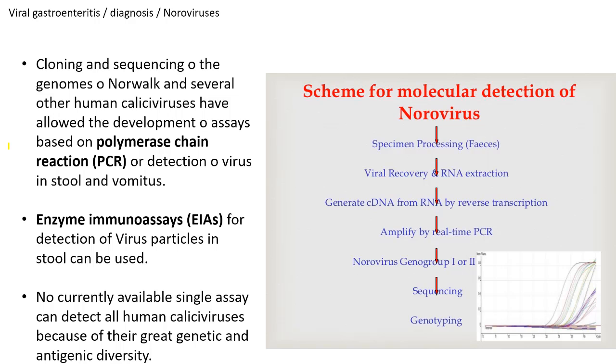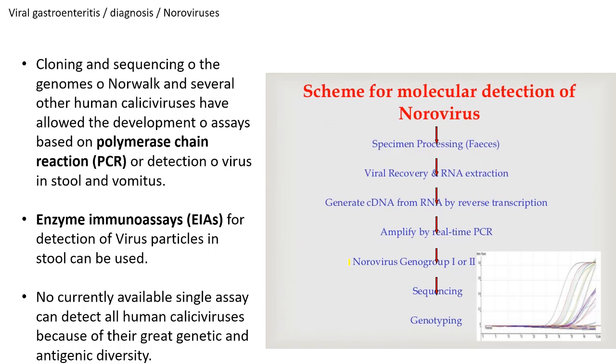So how do you diagnose viral gastroenteritis? Now, first of all, it is probably a diagnosis of exclusion, which means you culture for the bacteria you think there is, and you don't find anything. It's a non-bacterial gastroenteritis.